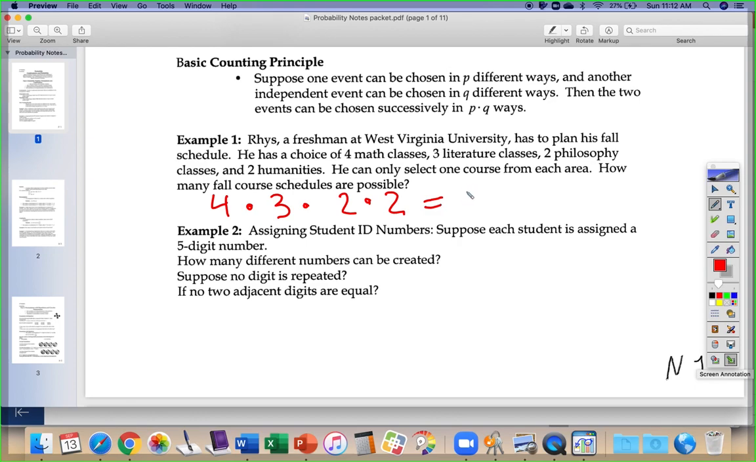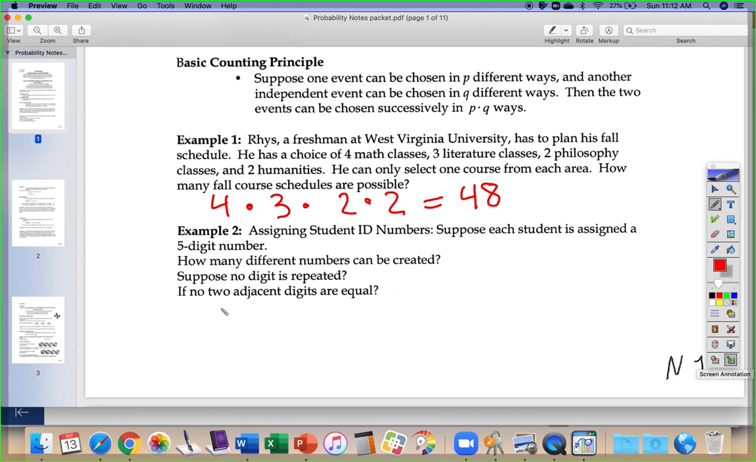Feel free to use calculators all chapter and all year in this class. Never a no calculator situation. I have 48 outcomes or schedules possible. What that means is, for these possibilities, he can make 48 different schedules, because if he takes the same math, the same lit, the same philosophy, but then just changes humanities, it kind of changes the whole schedule. So 48 different schedules can be created.